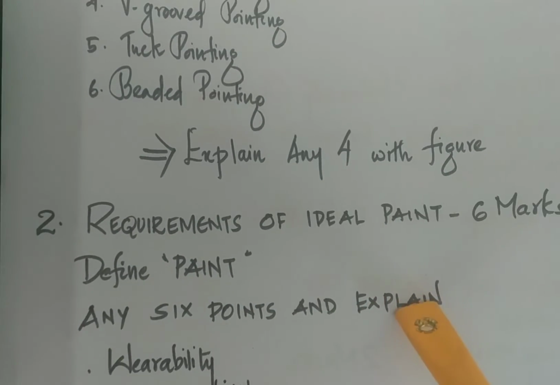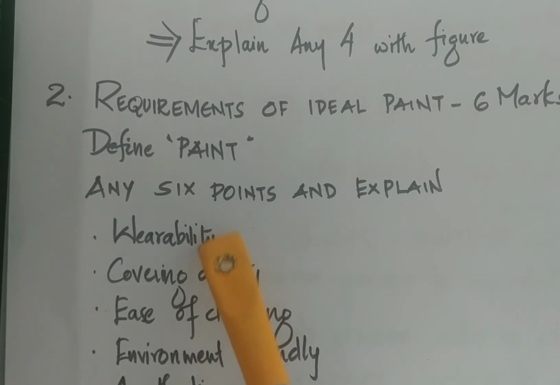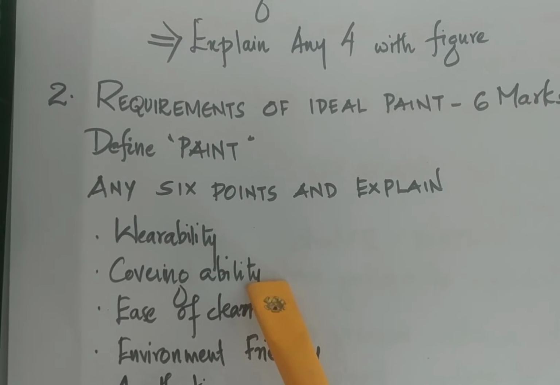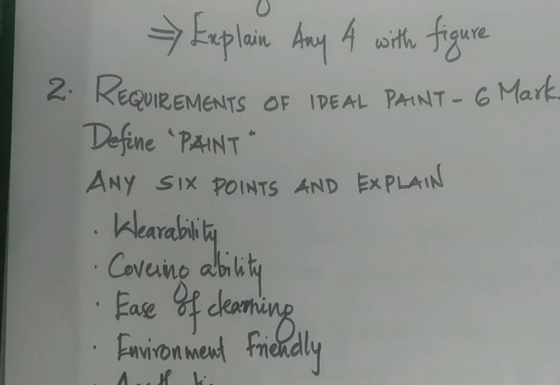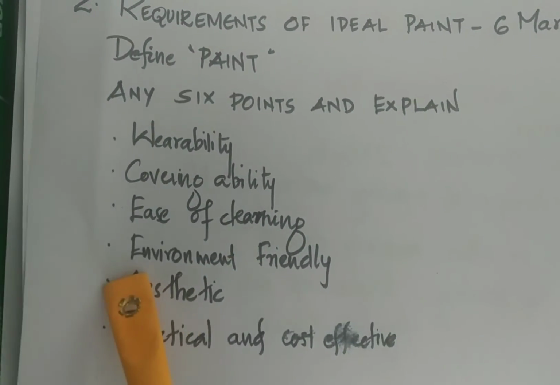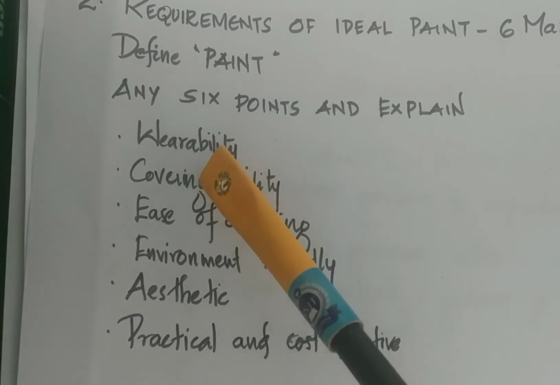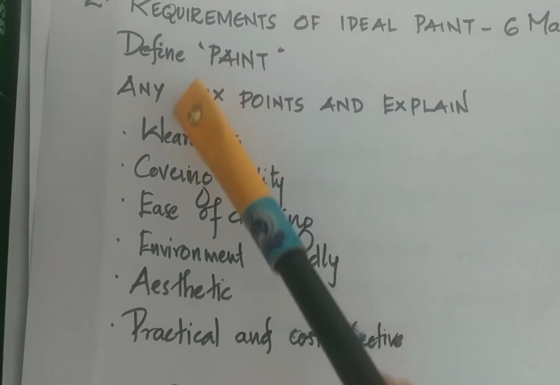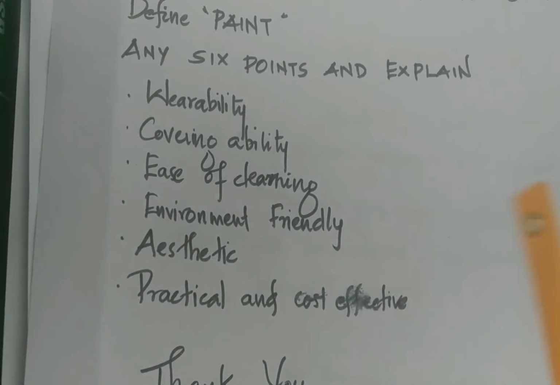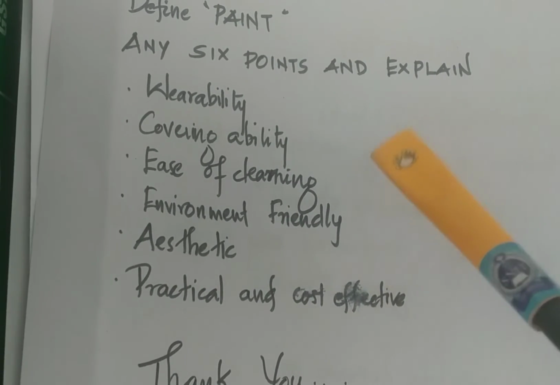As it is asked for 6 marks, you just can't list the points. You need to explain. Wearability, covering ability, ease of cleaning, environment friendliness, aesthetic and practical, and cost effectiveness. So these are the various requirements of ideal paints. You need to explain each one, and if you explain 6 points, you will be getting 6 marks very easily.